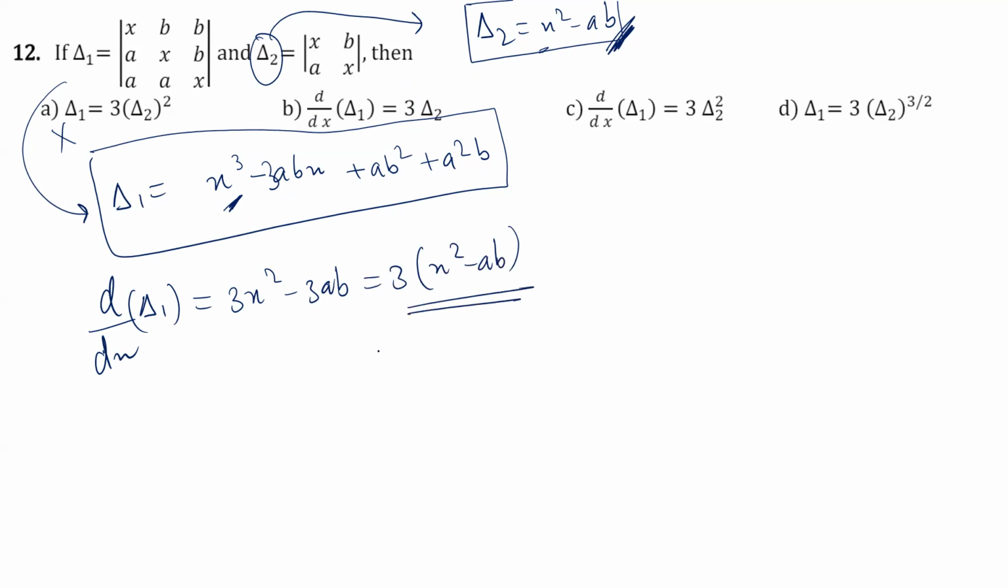Okay, and you can observe that this x square minus ab is delta 2. So this differentiation of delta 1 is 3 delta 2. That means B is the correct option. Okay, quickly and easily you can see that.